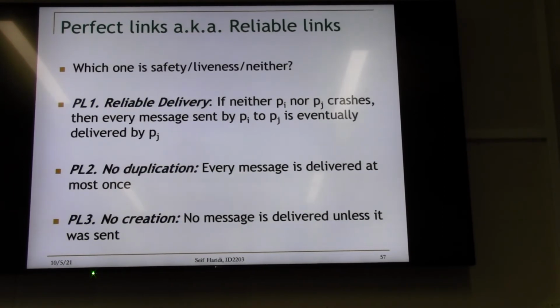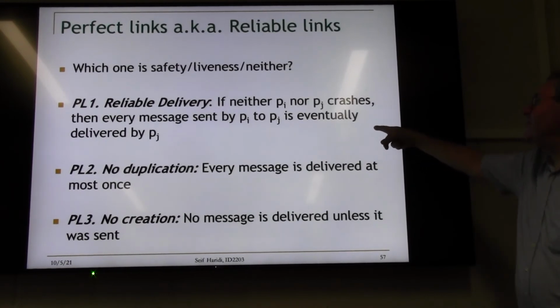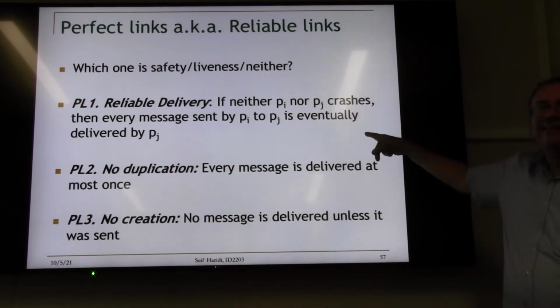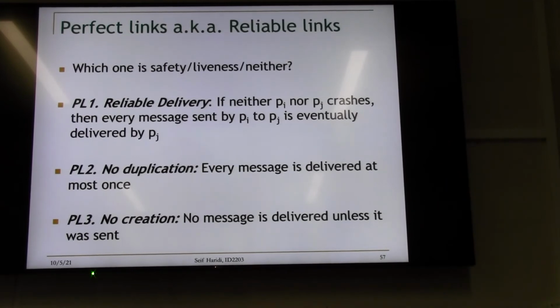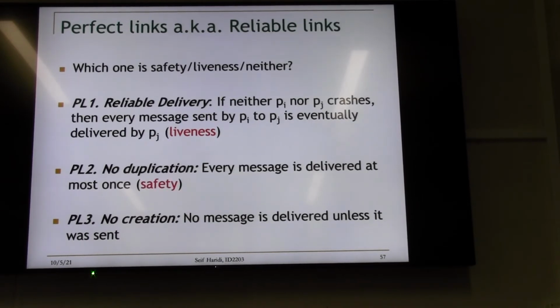Again, we can play the safety-liveness game. Very quickly now: every message sent by Pi to Pj is eventually delivered by Pj. What is that? Liveness. Of course it can be delivered twice, we don't care. Every message is delivered at most once. What's this? We've seen it already. At most once. Come on, you guys. What is it? I'm not hearing very clearly here. Safety? Really? Yeah, maybe. It's on the slide, it must be right. And the final one, unless it was sent: you can break it easily. So that's safety.